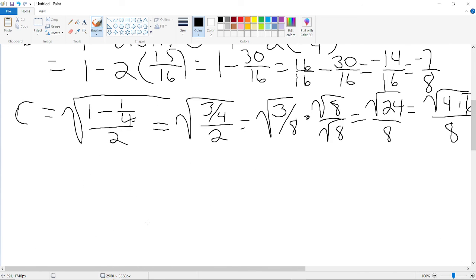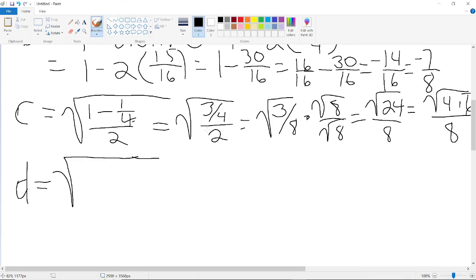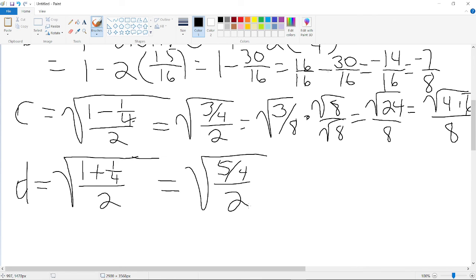Now we have the cosine of pi over 2, which is d. And again, remember, when our original angle is in the first quadrant, our half angle is also in the first quadrant, which means we use the positive square root. And cosine half angle is 1 plus cosine theta. So we get 1 plus 1/4 over 2 equals 4/4 plus 1/4 is square root of 5/4 over 2 equals square root of 5 over 8.